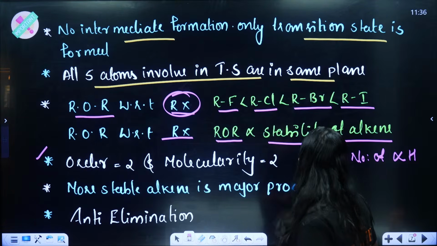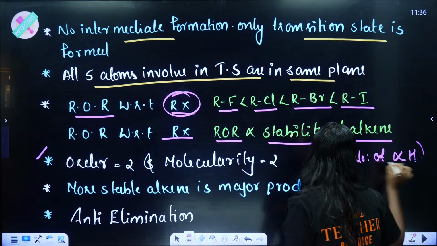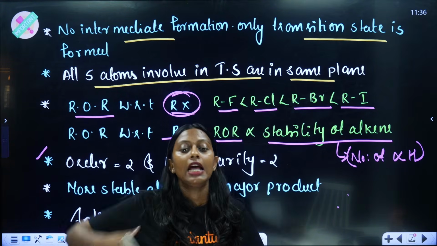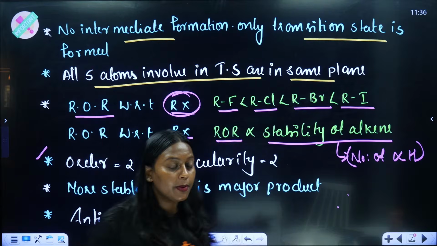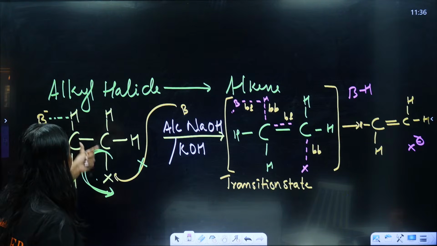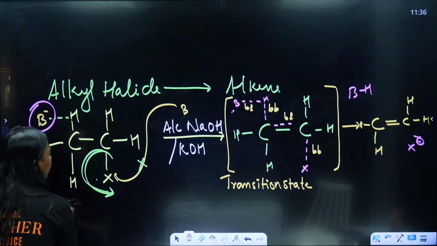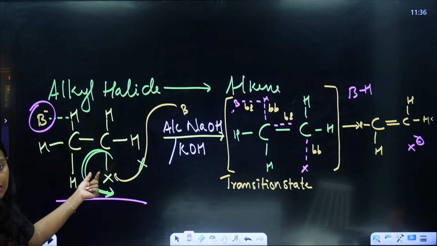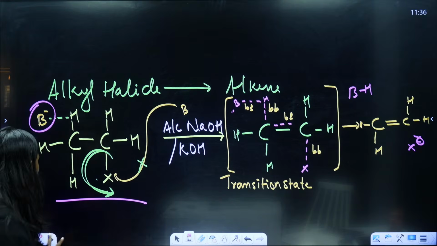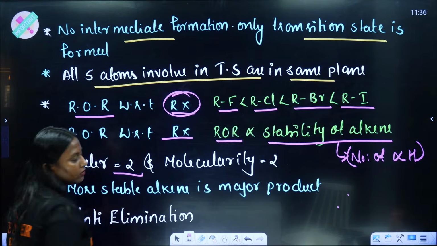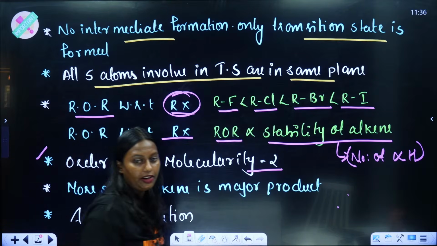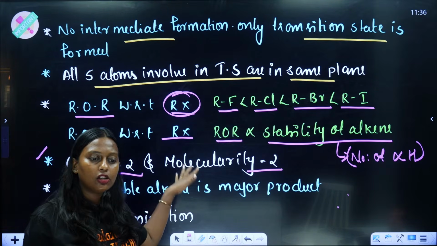Now okay. So you should calculate the number of alpha hydrogen. If the number of alpha hydrogen is more, obviously the stability is also more. Here in the reaction you can see a base and this alkyl halide are reacting. So I can say that the order is 2. Molecularity is also 2. Elementary reaction.